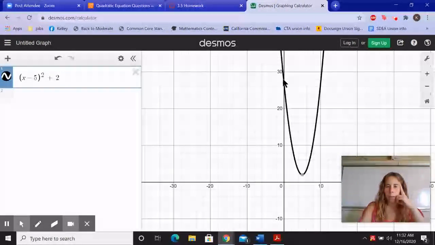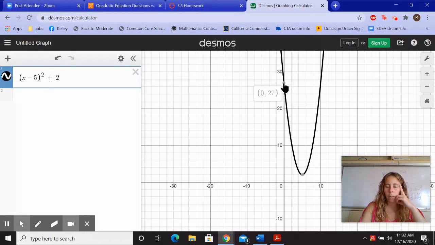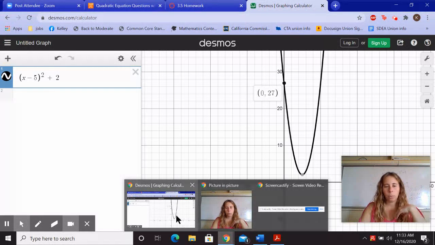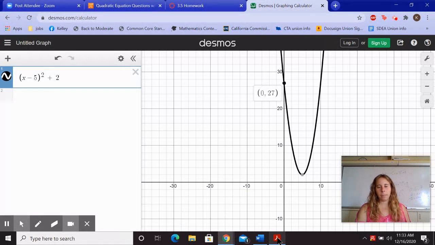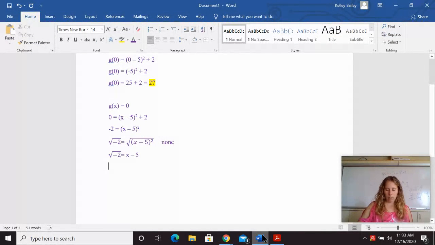Oh my goodness gracious. Oh, it's because it's right here. My bad. Your y-intercept is (0, 27), which is what we found. When x is 0, y is 27. But there were no x-intercepts. All right. Cool.